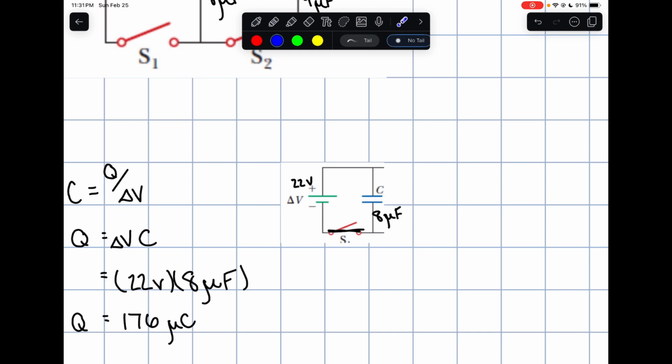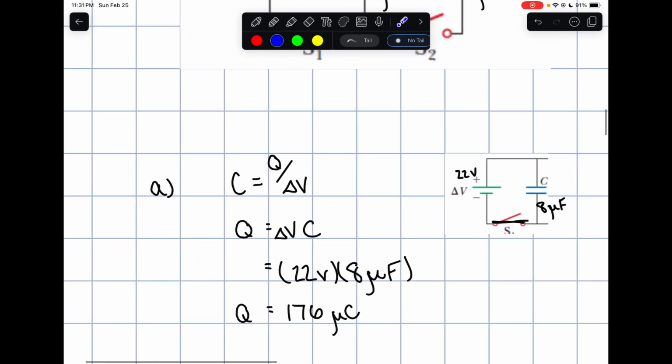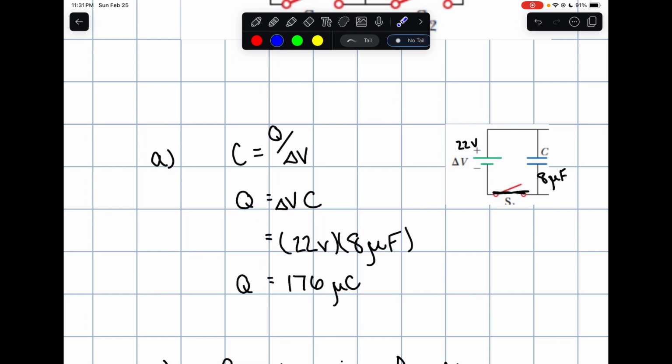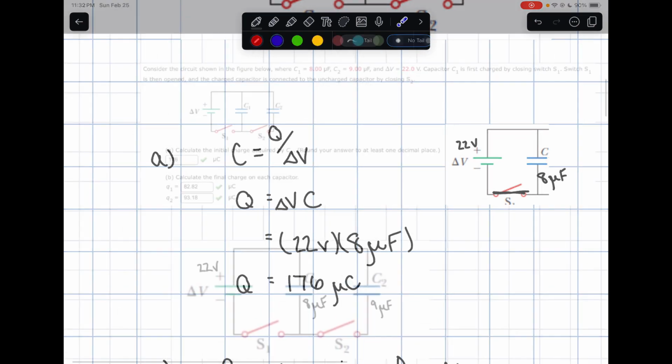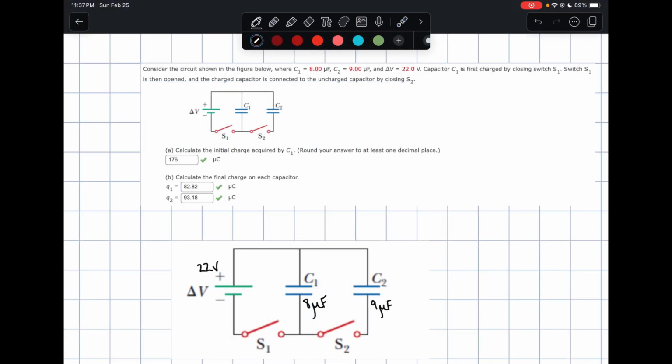So, how will we find charge? Well, we're going to use the equation capacitance is equal to the charge over the potential difference. We can rewrite this equation to solve for charge, plug in our two givens of potential difference and capacitance, which is 22 volts and 8 microfarads, multiply them together, and we get that the charge on capacitor 1 is 176 microcoulombs. Now, let's take a look at part B.